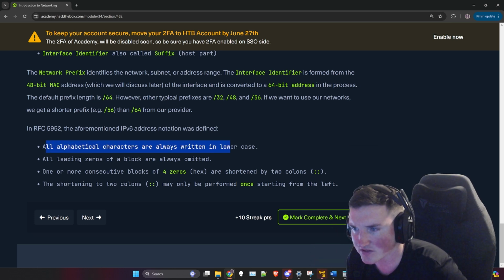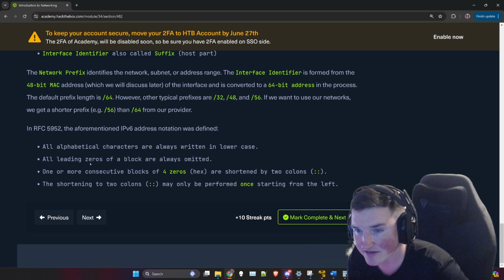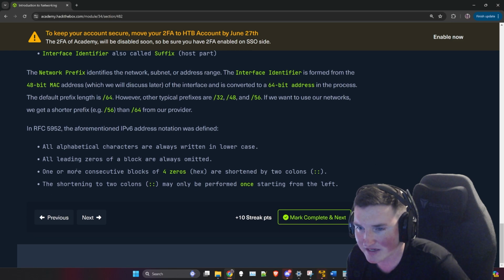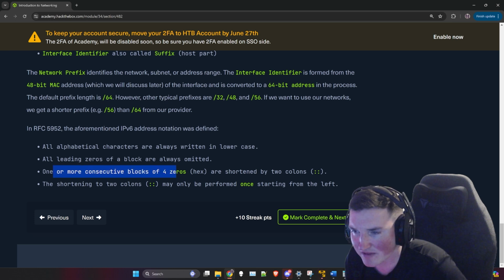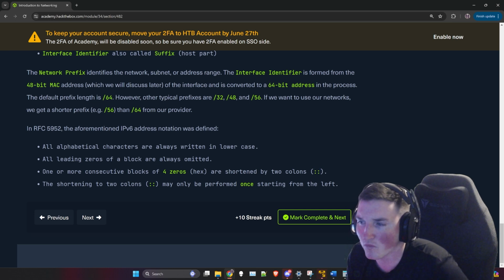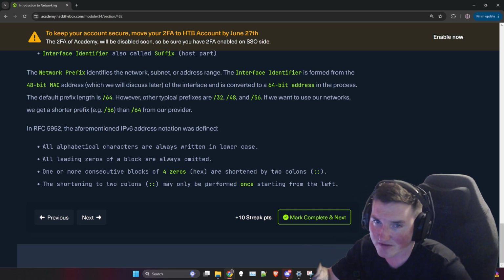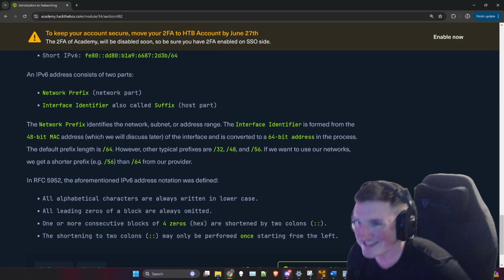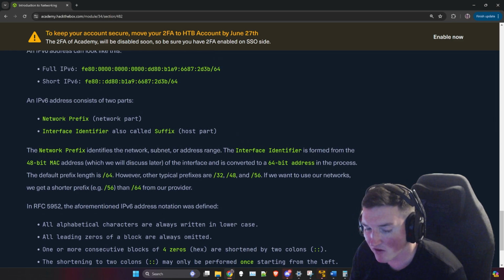All alphabetical characters are always written in lowercase, so it's case sensitive. All leading zeros of a block are always omitted. So if there's a leading 0, they're taking them out, right? 1 or more consecutive blocks of 4 zeros are shortened by 2 colons, what we just talked about. And the shortening by 2 colons may only be performed once, starting from the left. So the first one, that's it. You can't keep doing it. So this is IPv6. We're going to talk more about it, but hopefully this helped you guys.